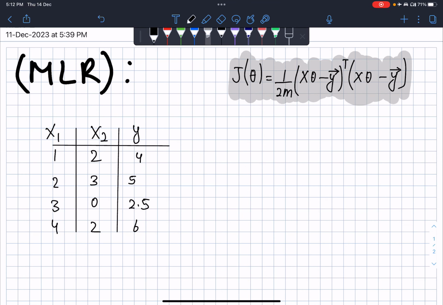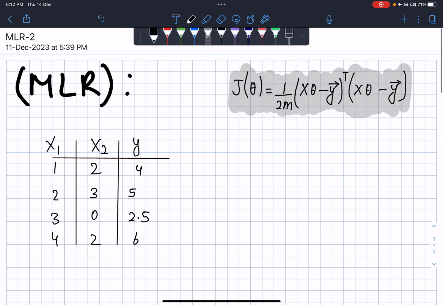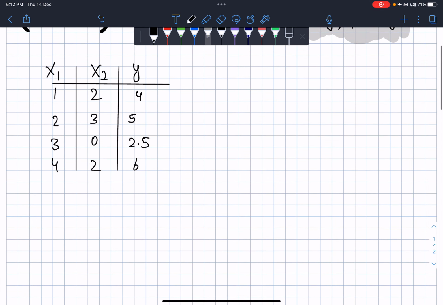Hey everyone, we'll be seeing an example of multivariate linear regression. We'll see how to do it in our own way, in the programming sense, with an example of how we do it.